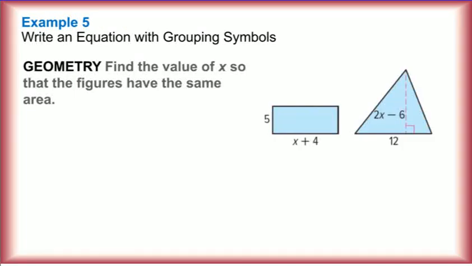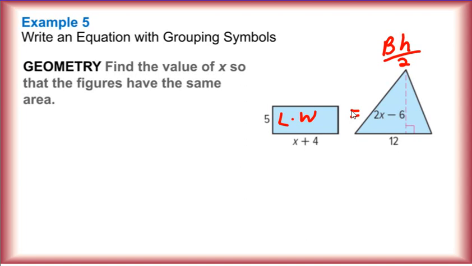Example 5 says write an equation with grouping symbols. We're going to find the value of x so that the figures have the same area. So we want to make the areas equal to each other. To find the area of a rectangle, I have length times width, and to find the area of a triangle, base times height divided by 2.